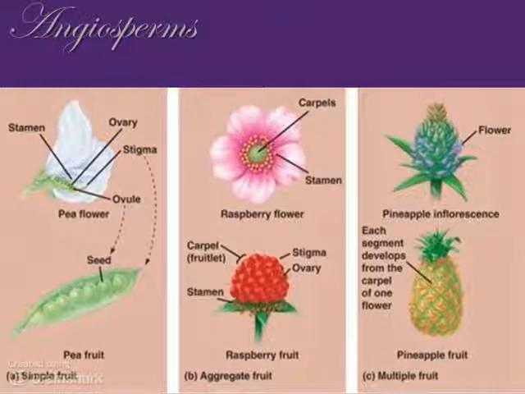In the middle picture you see an aggregate fruit. A raspberry is an example of that. One flower has multiple ovaries, resulting in a fruit that looks like a collection of little fruits. And it is in a way. A strawberry is another example of an aggregate fruit. On the far right, we have a multiple fruit. A pineapple is an example of this. Many flowers, many ovaries, many seeds. Mulberries, figs, sunflowers, all of those are examples of multiple fruit.